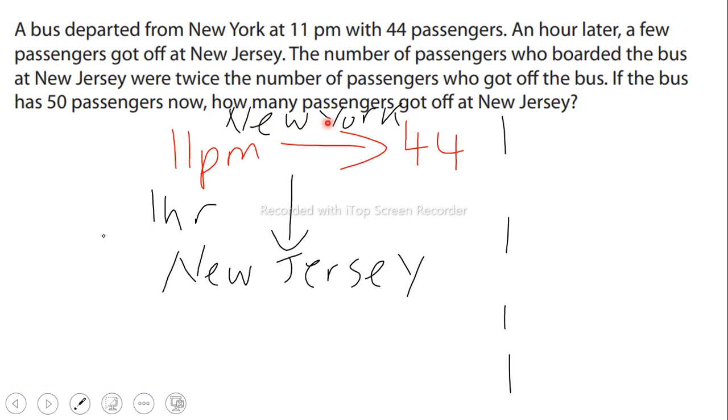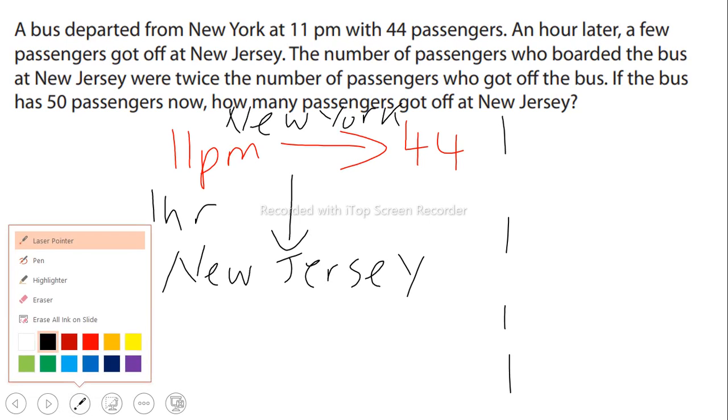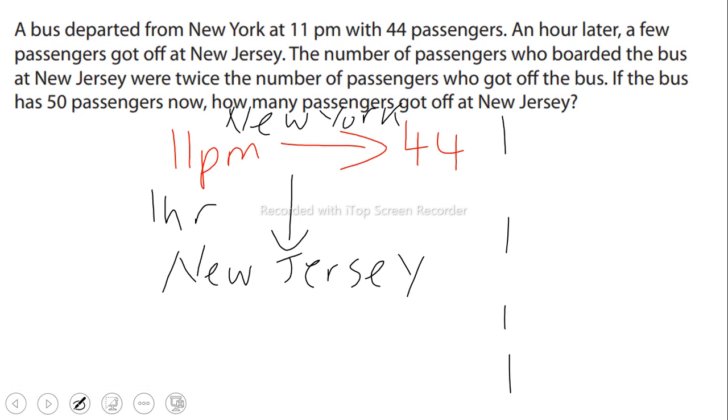Never mind. Okay, so let's see. We were at New York. We had 44 passengers. 1 hour later, an amount. Oh, that's the missing amount. How many passengers got off at New Jersey? So the missing amount is what we're trying to find. We're trying to figure out how much actually got off at New Jersey. So what do you think we're going to call that? The missing amount. Yeah, we're going to call that X. So at New Jersey, some people got off. We call it X. So X got off.